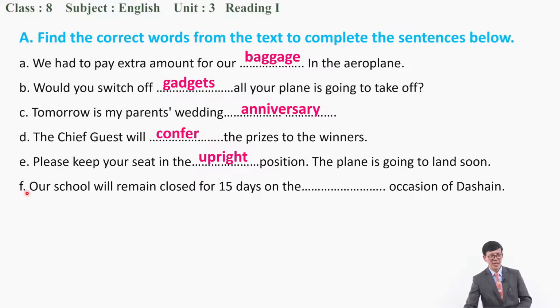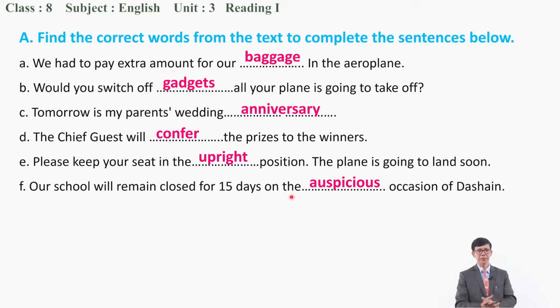And let's talk about the last one. Our school will remain closed for 15 days on the occasion of Dasai. On the what? Have you made a possible guess for that word? Our school will remain closed for 15 days on the, very good, on the auspicious occasion of Dasai. So this is how you have found the suitable words to complete these sentences. I hope you are doing it together. Very good. Now, let us move on to the next one.